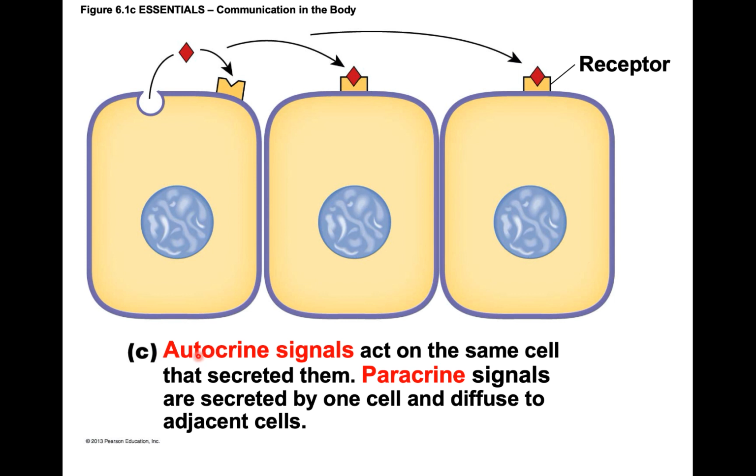The term auto, anytime you see that prefix from this point forward in this class, always think of the word self. Autocrine signaling is self-signaling. That is this first cell here. This first cell releases the signaling molecule and binds it to its own self-receptor. So this is autocrine signaling. Paracrine signaling, para means next to. So let's say this cell releases the signaling molecule and that molecule can bind to neighboring cells. That would be paracrine signaling.